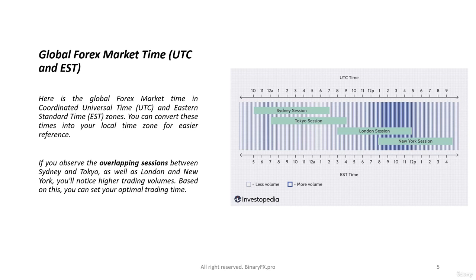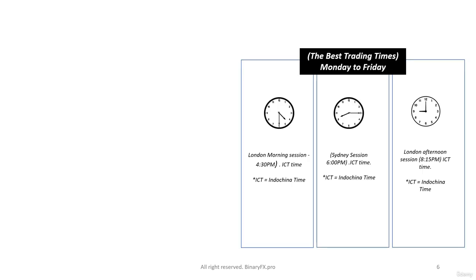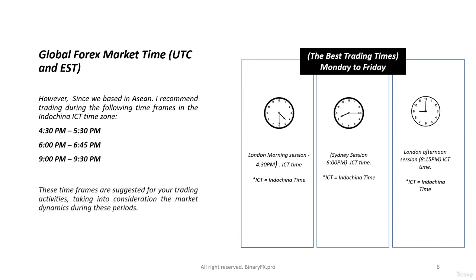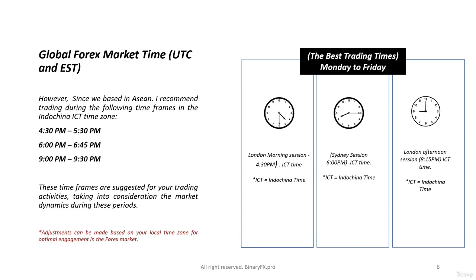However, since we are based in Asia, I recommend you trade during the following time frames in Indochina time, or ICT time zone: 4:30 p.m. to 5:30 p.m., 6 p.m. to 6:45 p.m., and the last session is 9 p.m. to 9:30 p.m. These time frames are suggested for your trading activity, taking into consideration the market dynamics during this period. Adjustments can be made based on your local time zone for optimal engagement in the forex market.